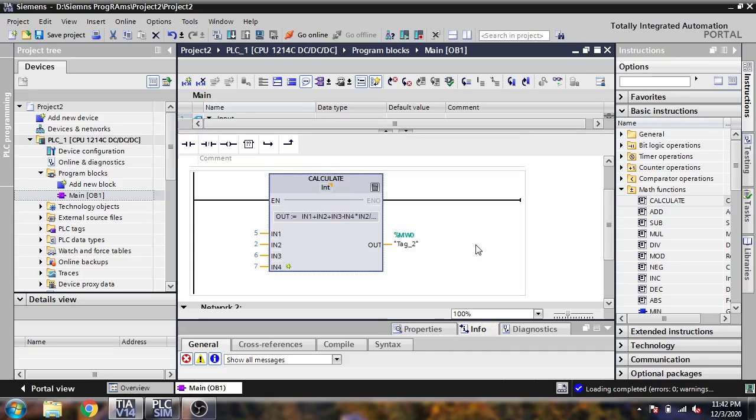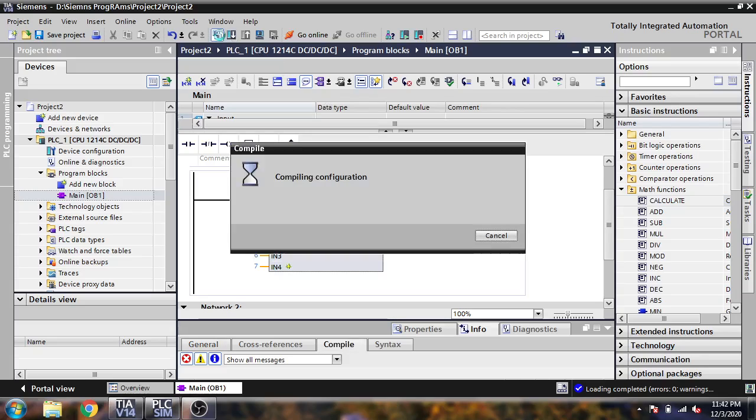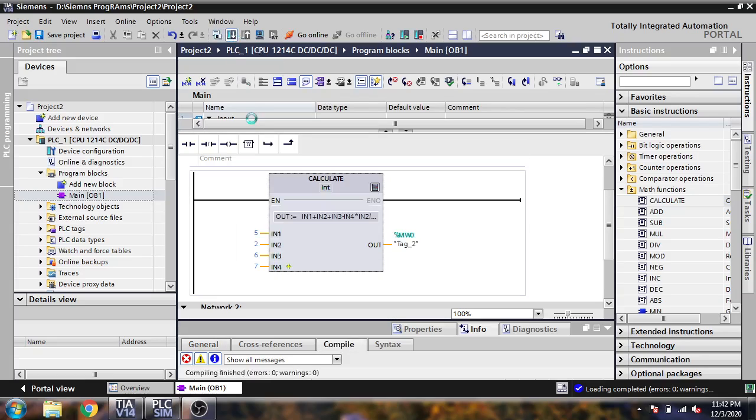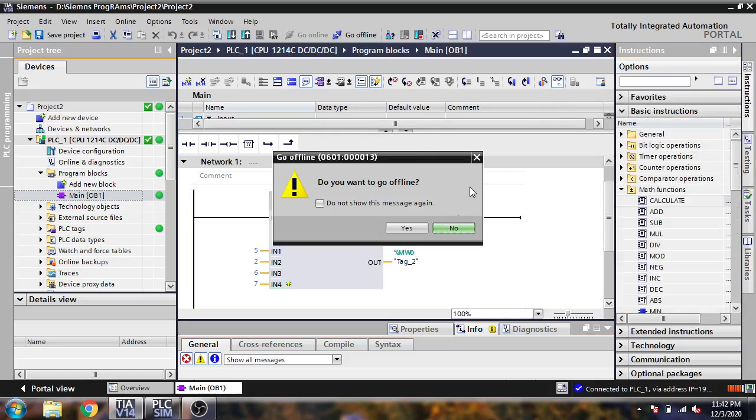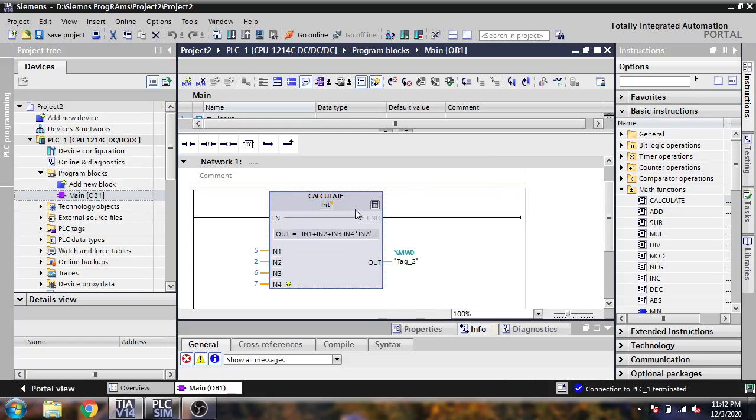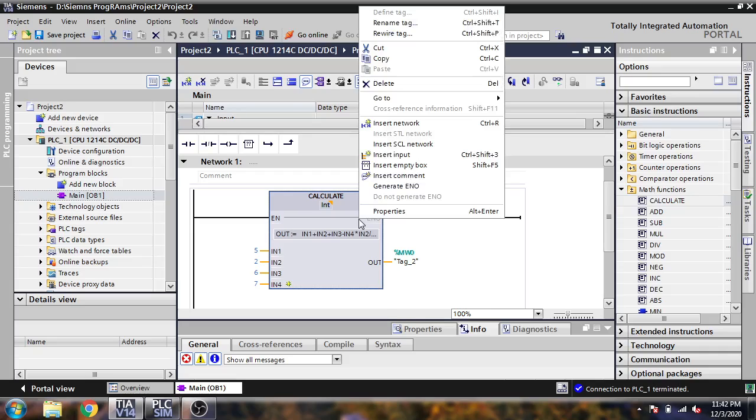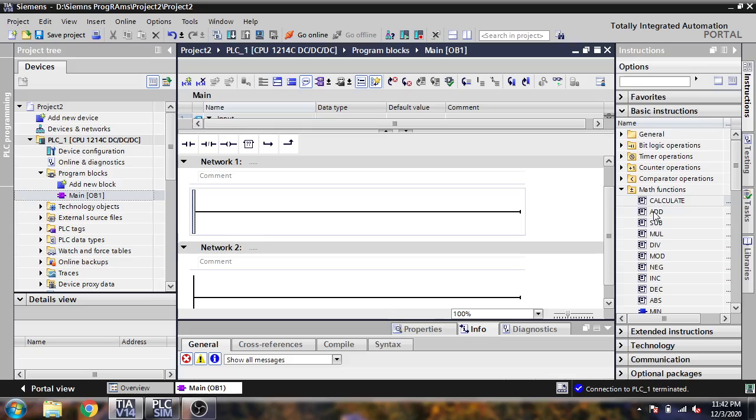Now I am just clicking OK, and I am going to compile it and download it into my PLC. You will see it gives us the result of our calculation, the total result of what we are doing in our calculate function. So that's how you will use the calculate function in your TIA portal, because it is used for short multiplication and division.